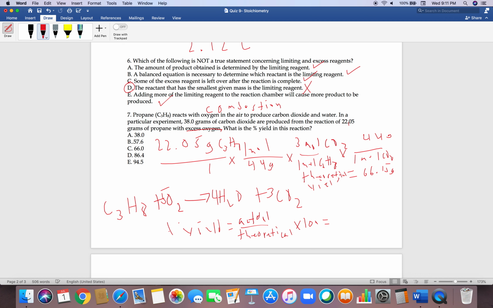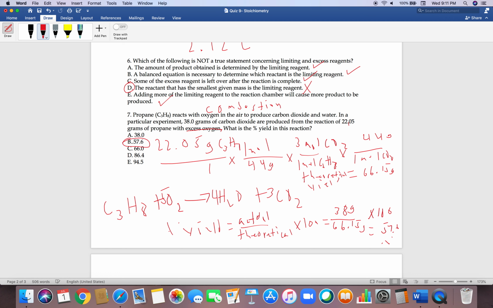So what we actually made was 38 grams. What we should have made in perfect conditions is what we calculated, 66.15 grams. And we're going to times that by 100 to get the percent. And we get 57.6%. So the answer here would be B.